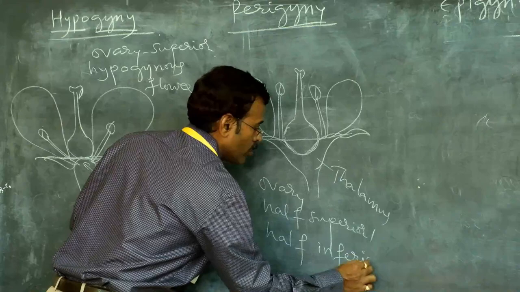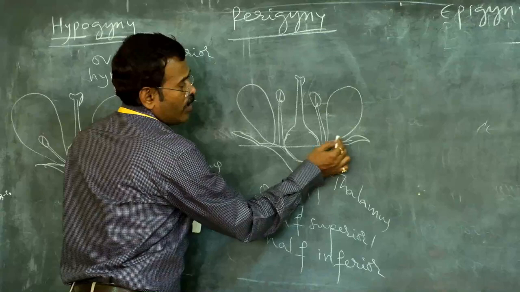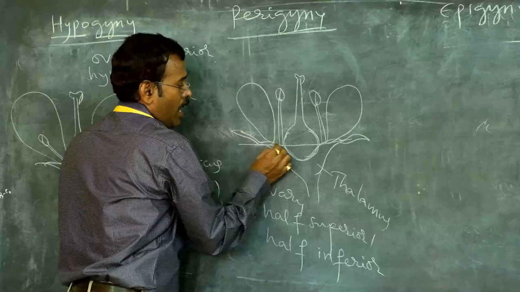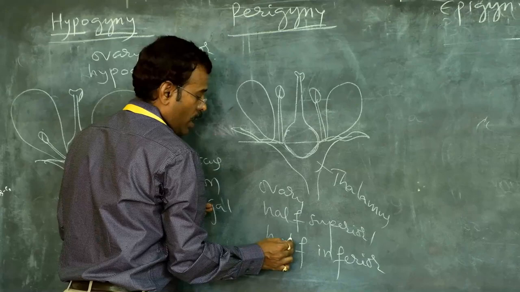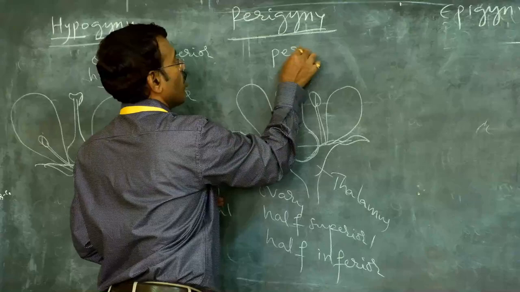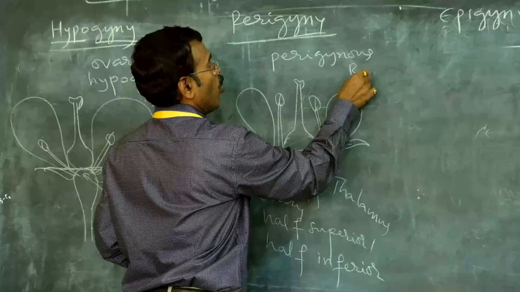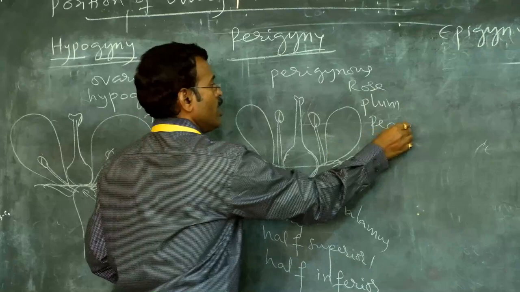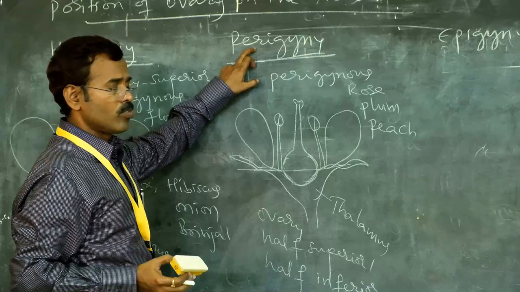So the sepals, petals, and stamens lie around the ovary here. So the ovary is half superior or half inferior. This kind of flower is known as perigynous flower. Perigynous flower is seen in rose, plum and in peach. In these examples you can see perigynous flower. Peri means surrounding or around, gyne means gynoecium.